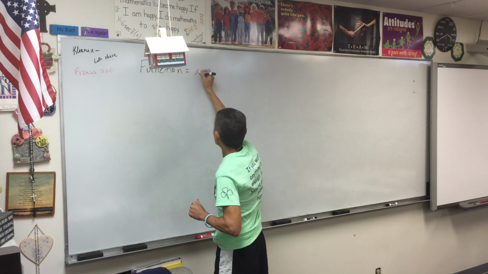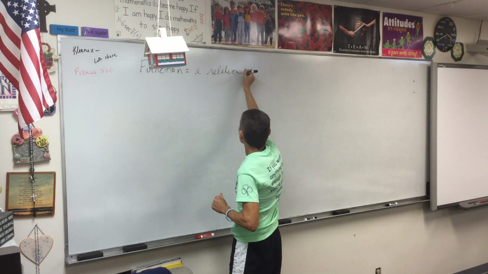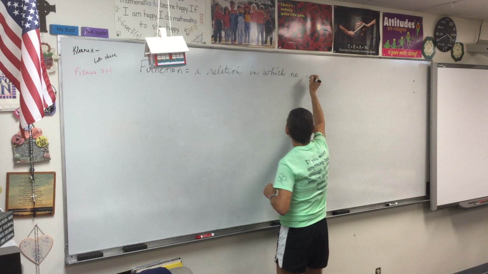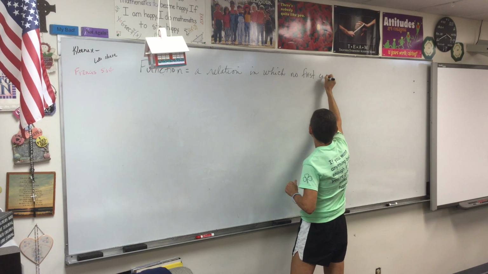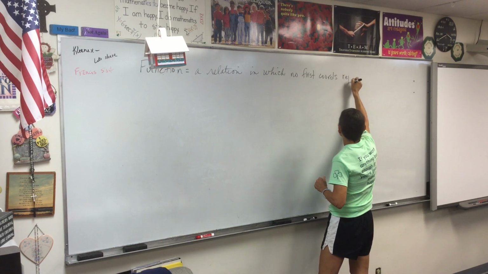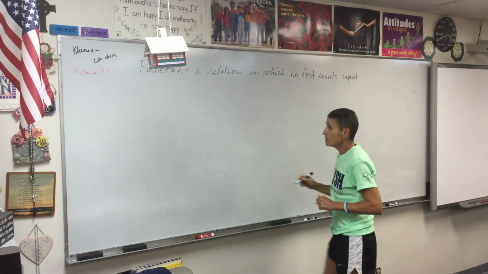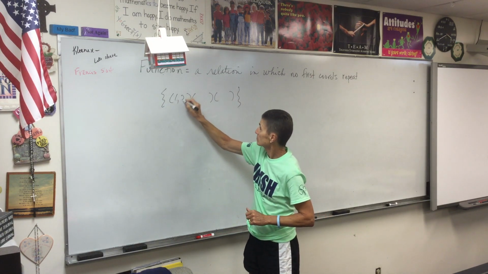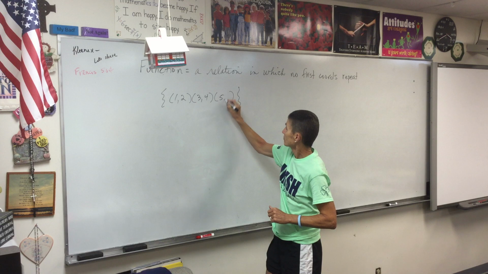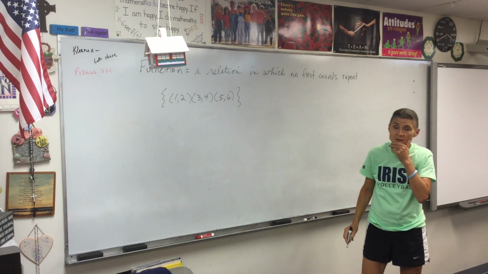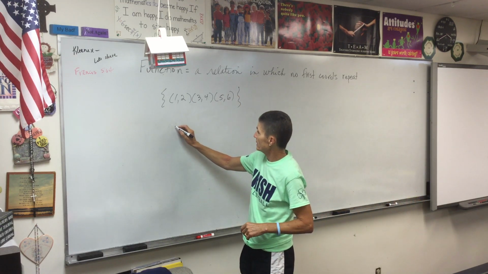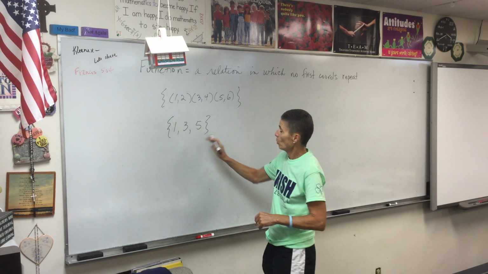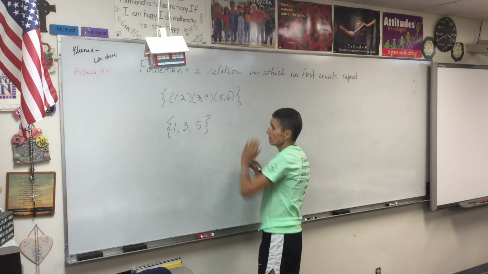A function is a relation in which no first coordinates repeat. So if you have a set of ordered pairs, this is a function. Because if I look at the first coordinates, I have a 1, a 3, and a 5. That set of first coordinates, nothing repeats. None of those numbers repeat.